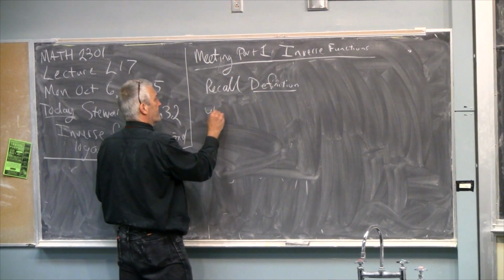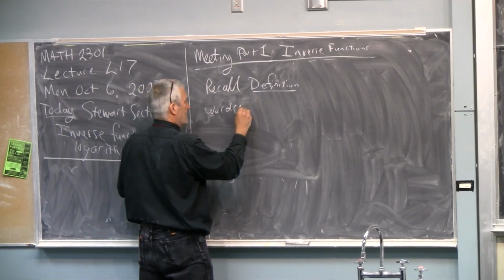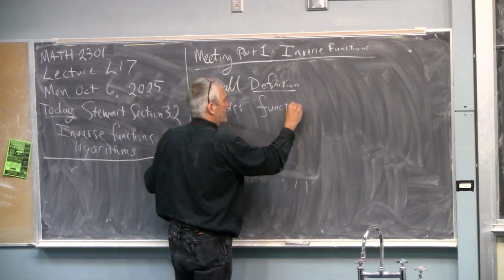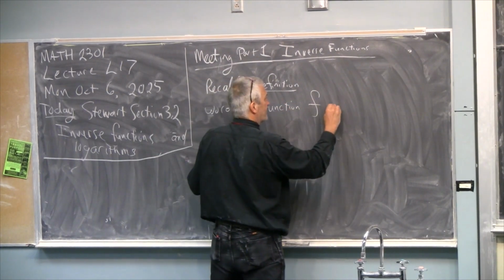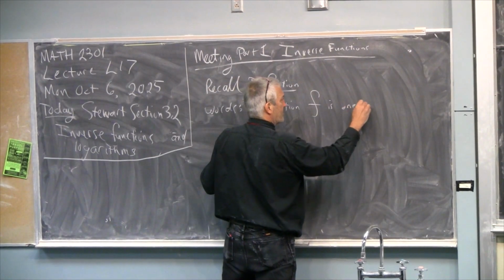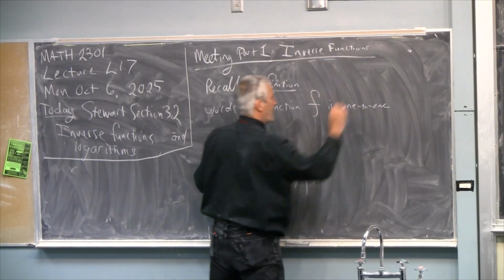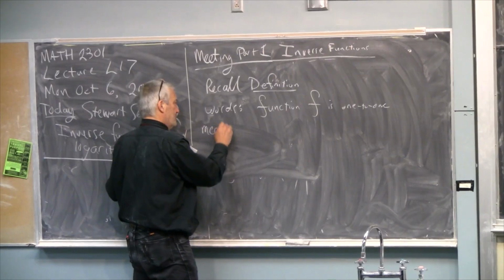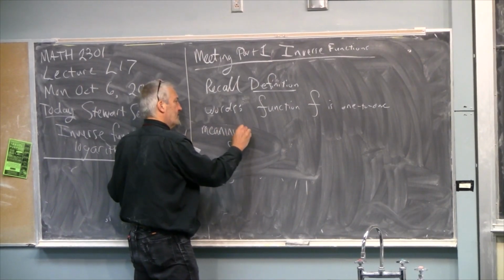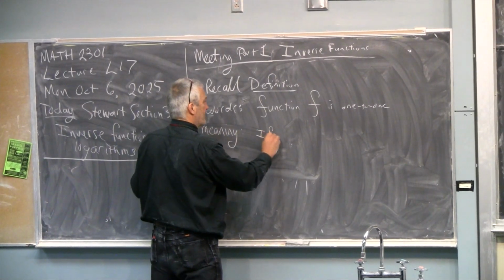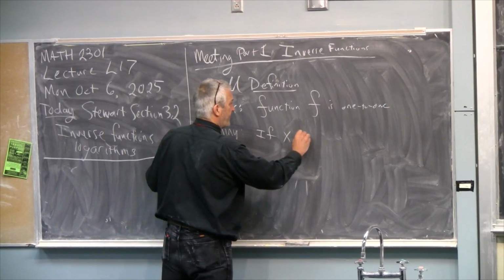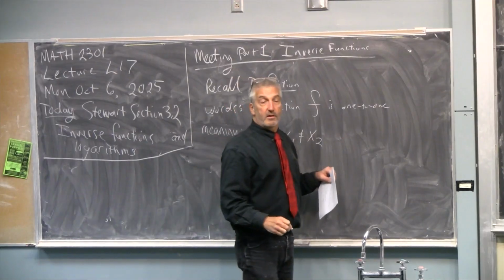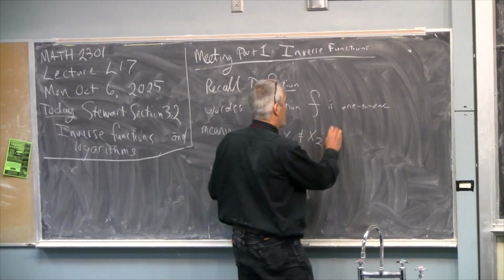So here are the words. A function f is one-to-one. What it means is the following. If you have two x values that are not the same x value, then the resulting y values are not the same.